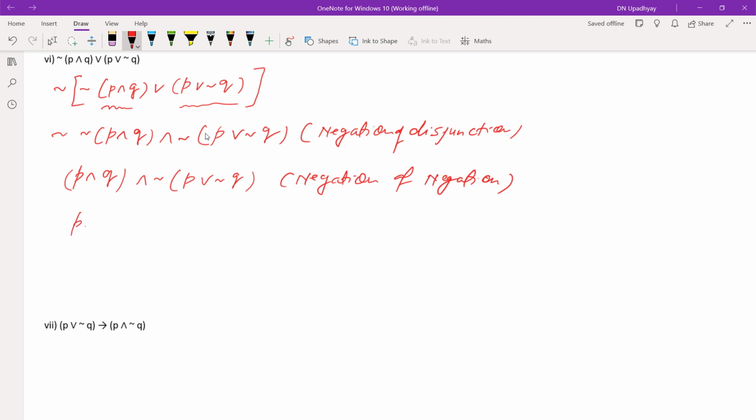So here the negation, so P and Q, and what will be the rule? Negation of P and negation of negation Q. So again, what is the rule? See, negation of or means negation of disjunction. So negation of disjunction.